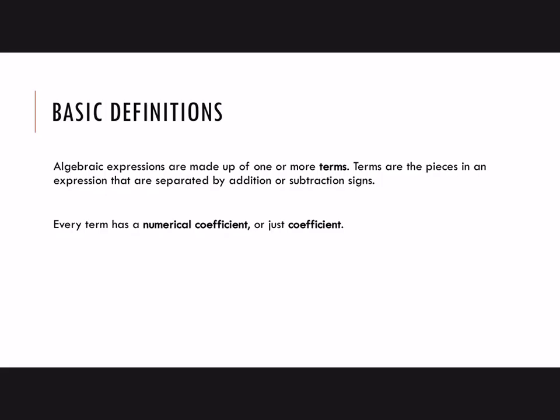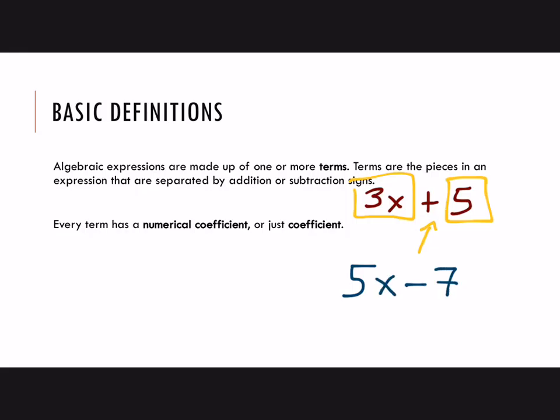Algebraic expressions are made up of one or more terms. Terms are the pieces in an expression that are separated by addition or subtraction signs. So for example, 3x plus 5 has two terms. It has the term 3x and the term 5 separated by a plus sign. If we had 5x minus 7, you can think of this in two ways. You could think of this as 5x and 7 separated by a negative sign or a minus sign.